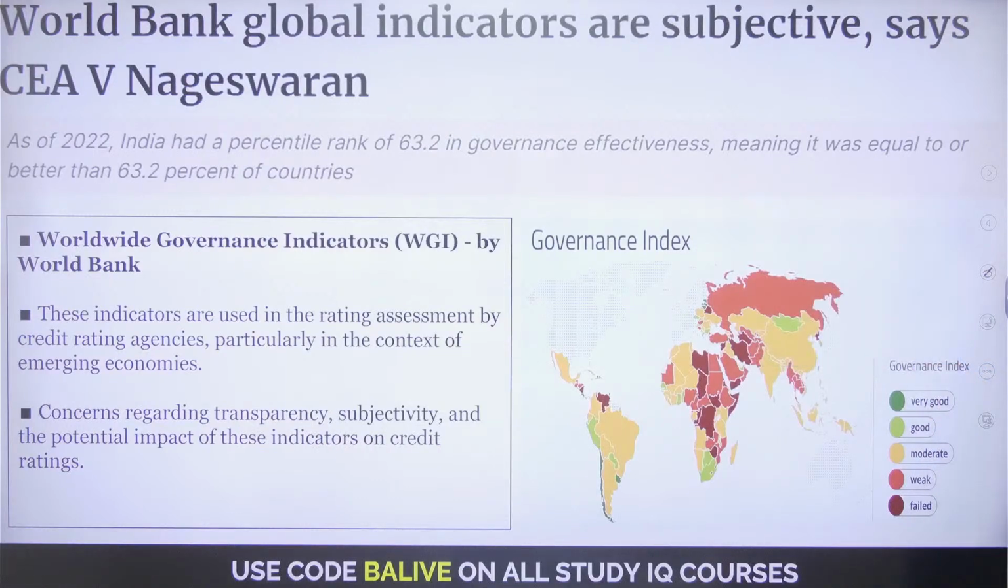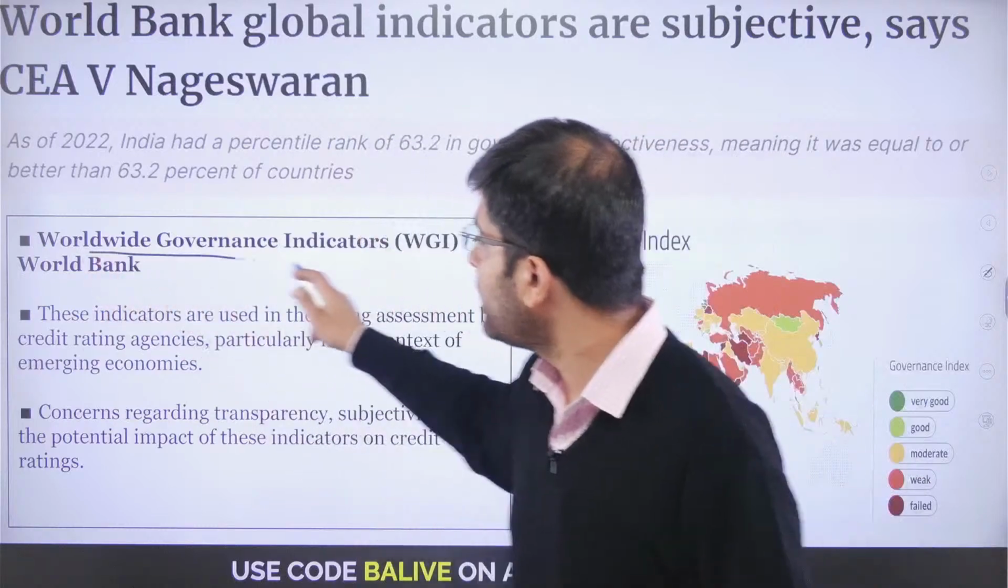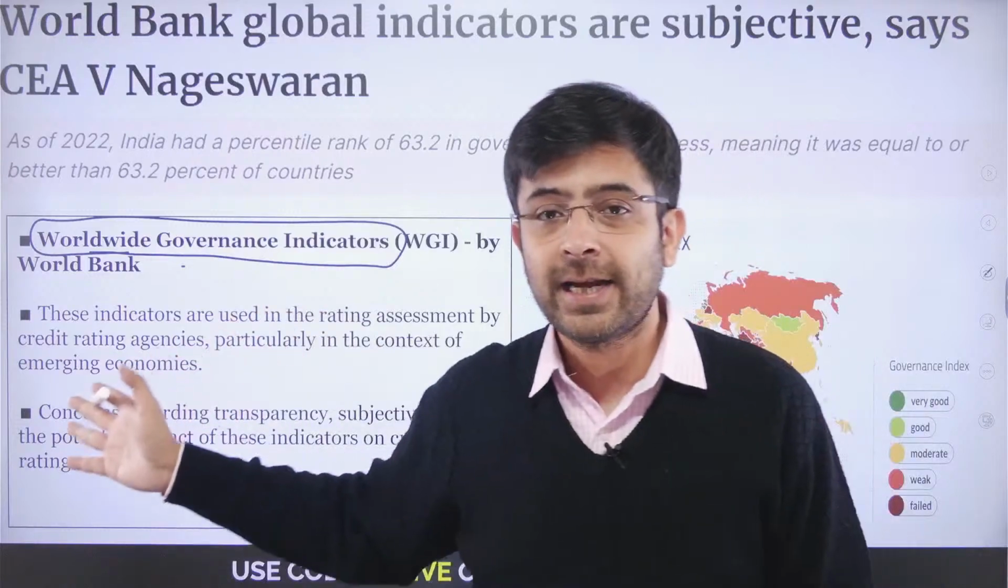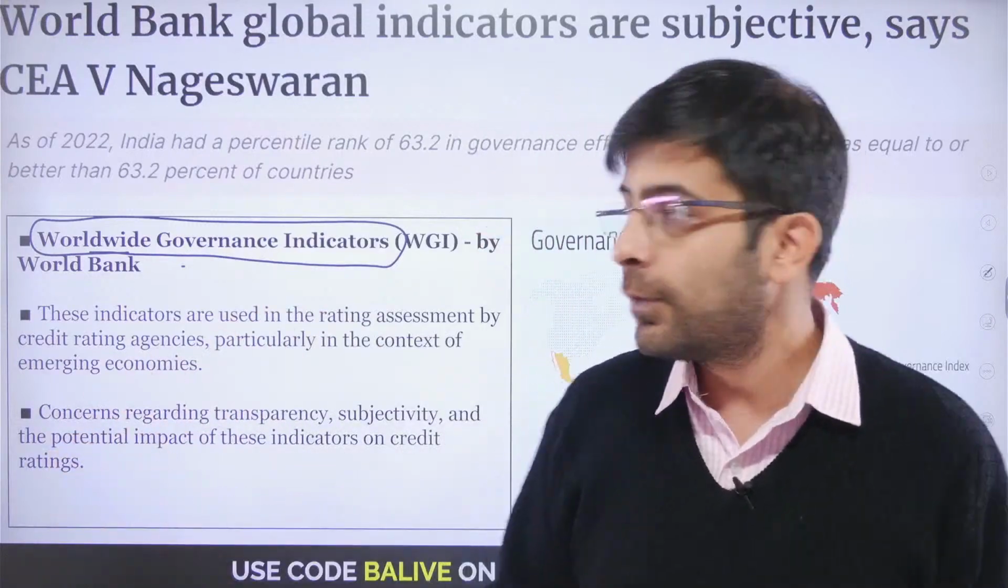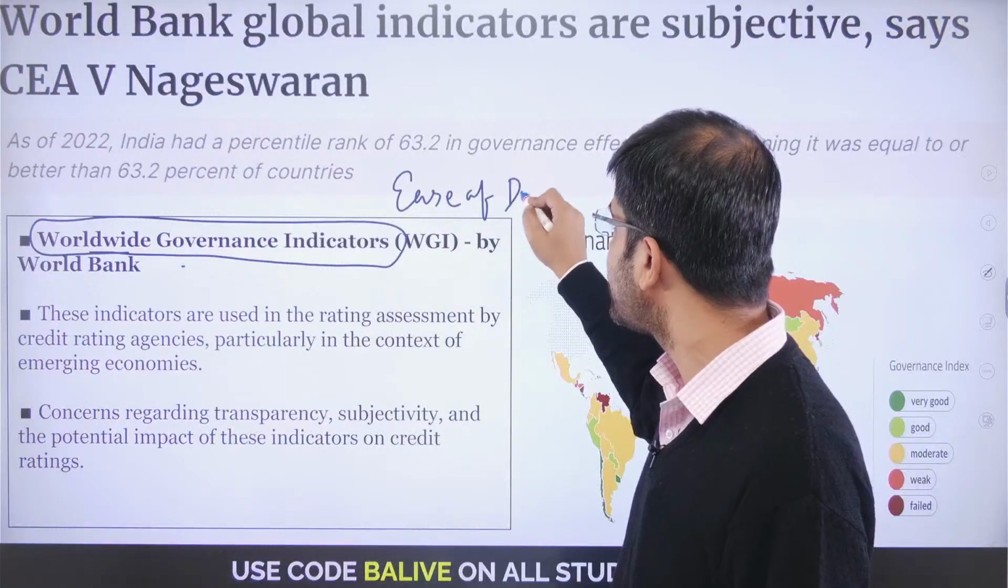So the last and final topic for this morning: World Bank Global Indicators. Essentially, the Worldwide Governance Indicators have been released by the World Bank. So again, one more added to the list that you mug up before the examinations. The World Bank, besides this, also publishes the Ease of Doing Business Index.